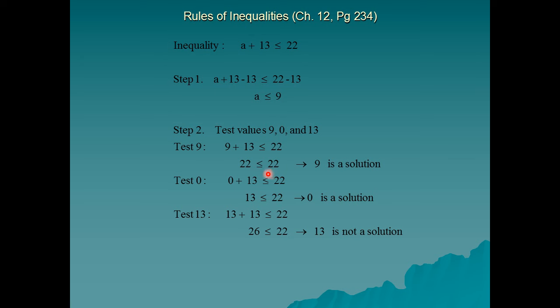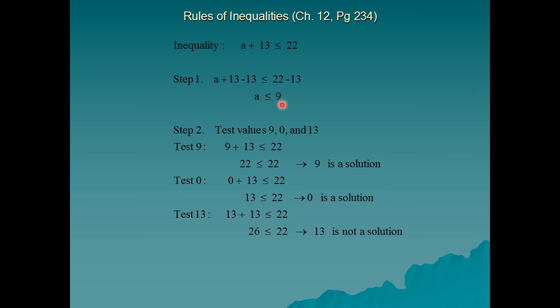I plug in 0 here, then I get 13 less than or equal to 22, which is still right. But I plug in 13 here, and now I have 26 less than or equal to 22, which is not right, because 26 cannot be less than 22. So 13 is not a solution. Remember what we said: any value which is 9 or less. 13 is not less than 9, right? So we just tested with 3 different values, and out of 3 values, 2 were equal to or less than 9, but one of the values is more than 9.